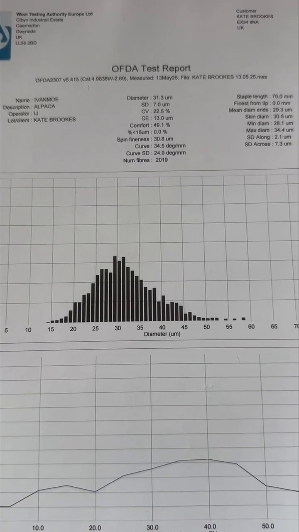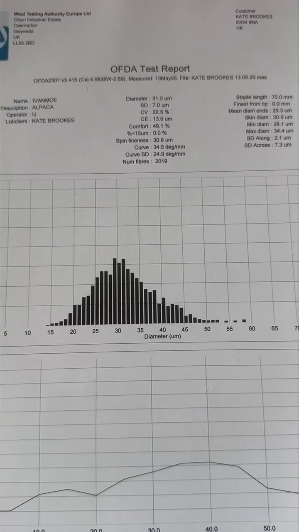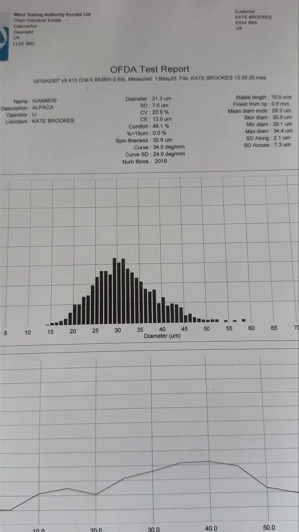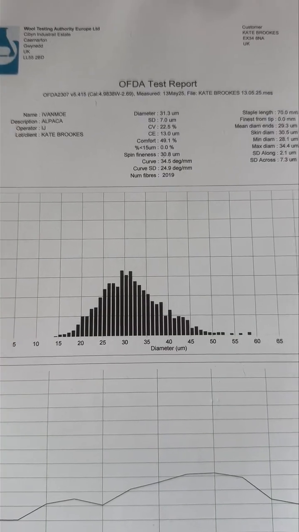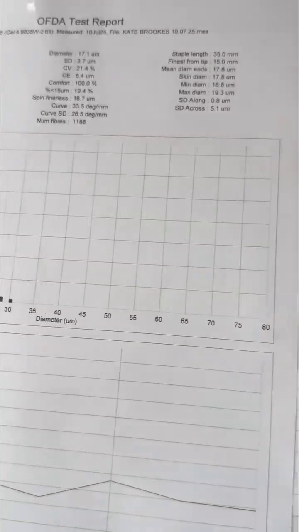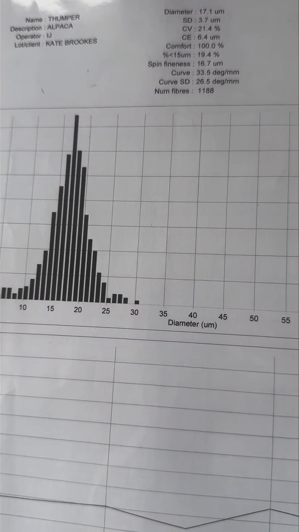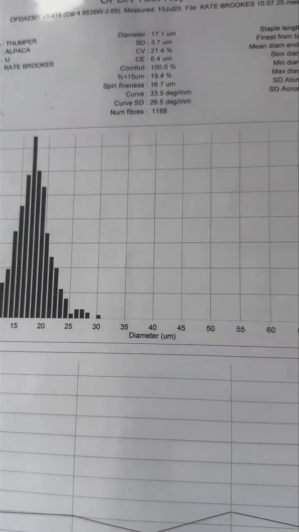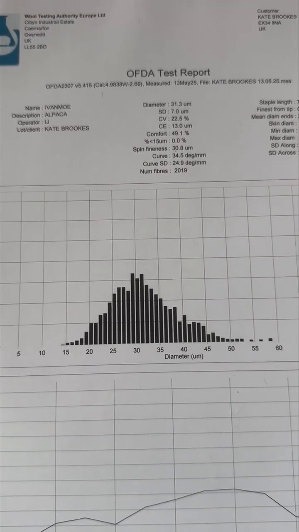Hence, Ivanhoe has many, many qualities, but passing on good fibre to his offspring is not likely to happen, so he's not to be a dad. So there we are, a quick look at fibre analysis, and we're looking for this tall, thin curve with a low average micron and a low SD. Of course, there's lots more you look at than that, but just a taster.